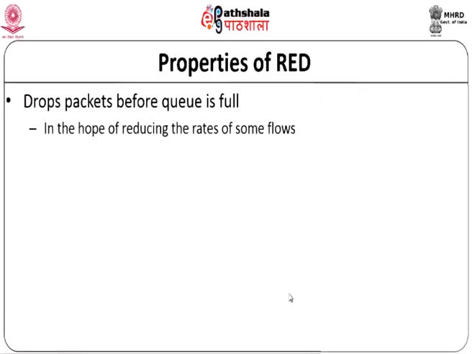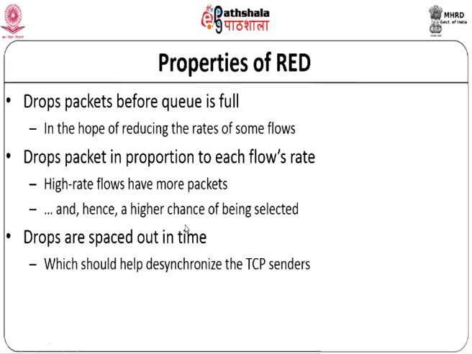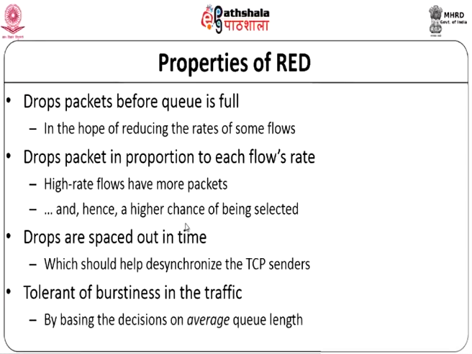So the properties of RED, if you look at it quickly: it drops packets before the queue is full, in the hope that you can reduce the rates of some flows. It drops packets in proportion to each flow's state. If there are more packets coming in on a particular flow, there is a higher chance that flow will be selected for dropping packets. The drops are spaced out in time, so that you can desynchronize the TCP senders, and you can tolerate burstiness in the traffic by basing the decisions on the average queue length. These are the basic properties of RED.